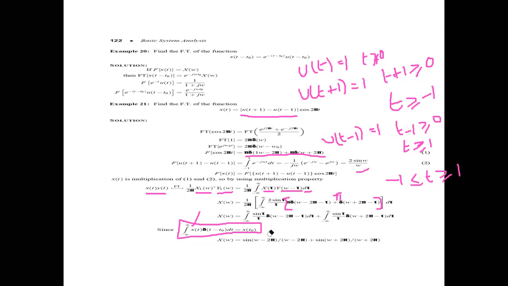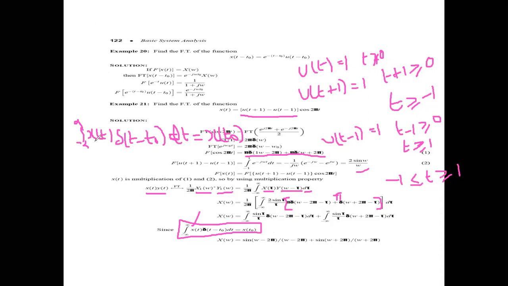Any confusion here? Just see what they are saying here. So the integral from minus infinity to infinity of x of t delta of t minus t naught dt is equal to x of t naught, my dear students. X of t naught. Okay.